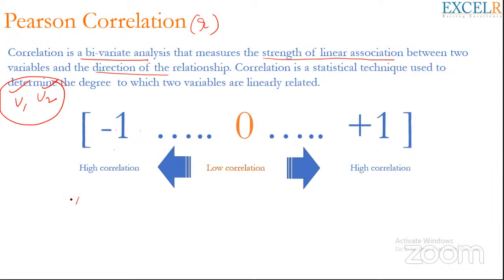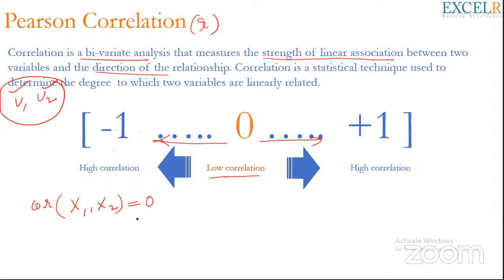I have two variables, let's say x1 and x2. When I compute the correlation between these two variables, I get a correlation of 0. What does that mean? That means there is low to no linear association, or no correlation, between the two variables. As you move away from 0 to the right, the positive side, or to the left, the negative side, the correlation is increasing. If it is on the positive side, it is a positive correlation. If it is on the negative side, we call that a negative correlation.